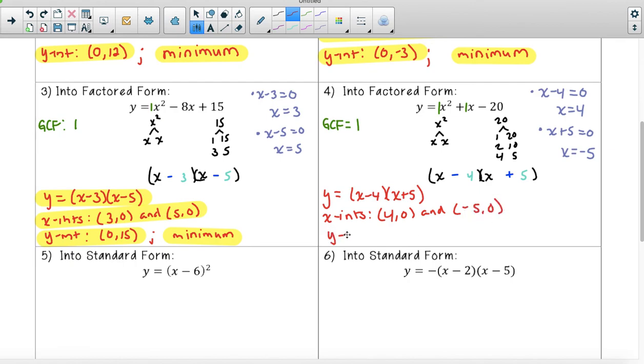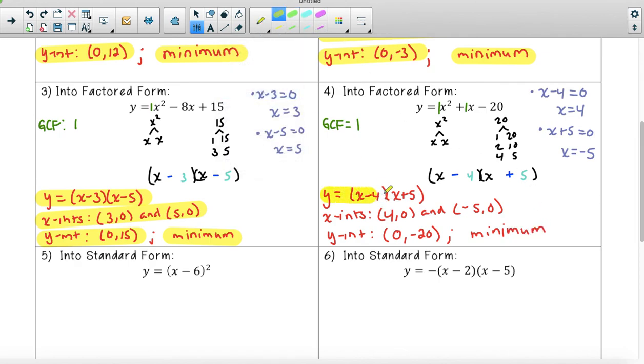The y-intercept, again, came from the original standard form, that negative 20. So now that I knew how much room it took, I can now put in 0, negative 20. And I want to look at my a value from the original of a positive 1 and my factored form, which is still a positive. That means it opens up. Therefore, it is a minimum.